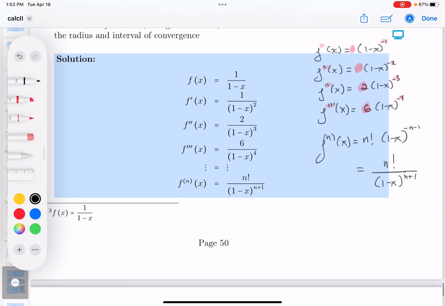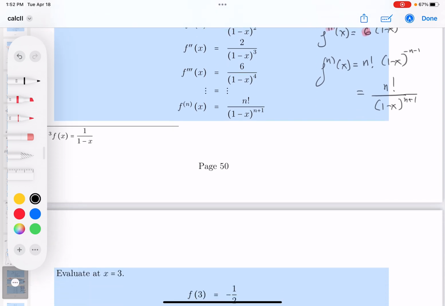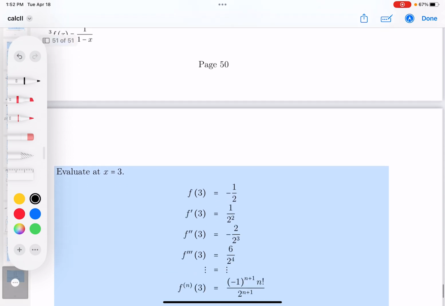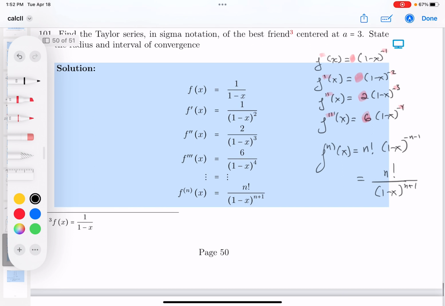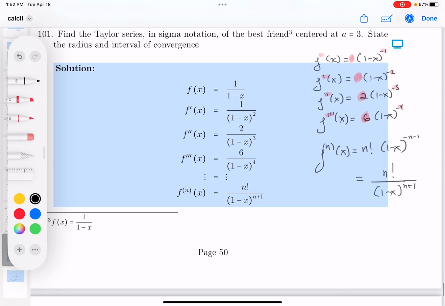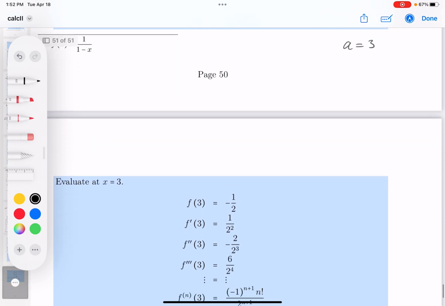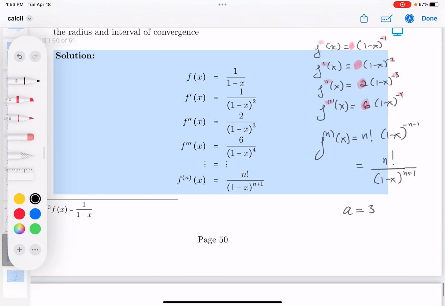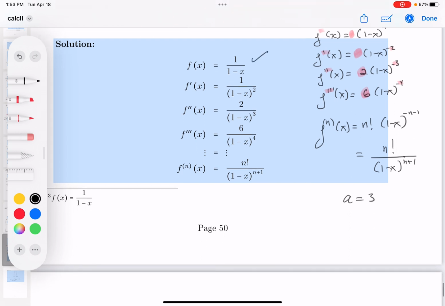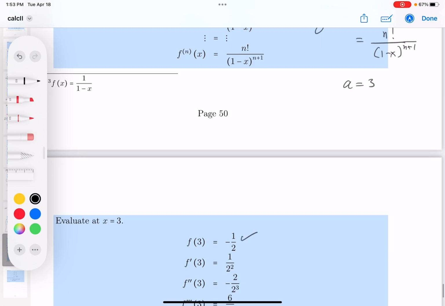All right? What do I have to do now? I have to do an evaluation. The evaluations shouldn't be too difficult to do, but they might be annoying to do. That's possible. a is equal to 3. So I start to evaluate each one at 3. Let's do the first one. What do you get there? If you put a 3 there, you get 1 over 1 minus 3, which is 1 over minus 2, which is minus 1/2.